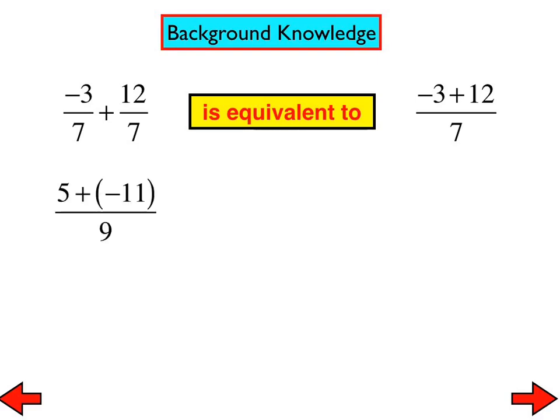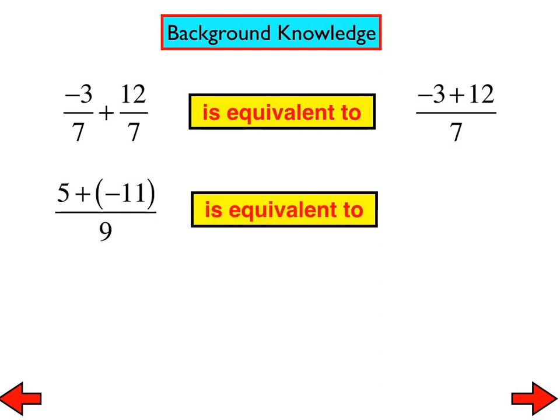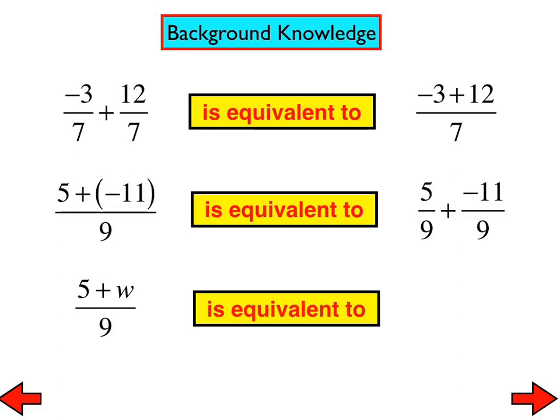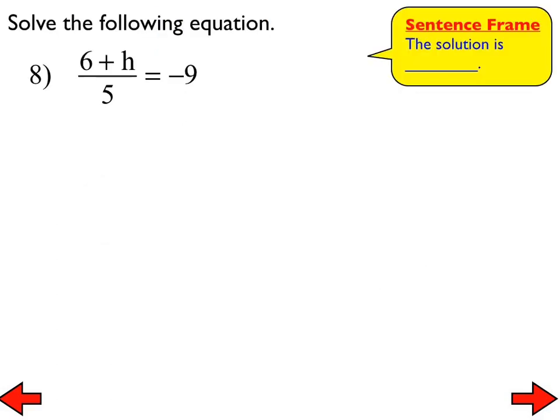We all know that, right? Yeah. All right. 5 plus negative 11 all over 9 is equivalent to 5 over 9 plus negative 11 over 9. You should be adding these to your notes. And so if we had 5 plus w over 9, that is equivalent to 5 over 9 plus w over 9. Now, we had to quickly review that so that we could solve those last two types of equations.